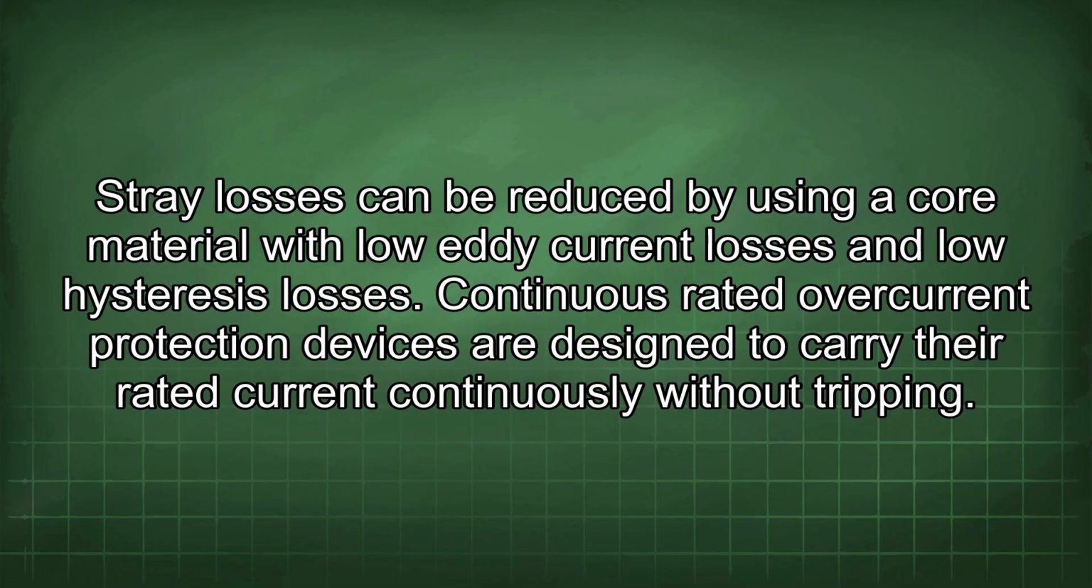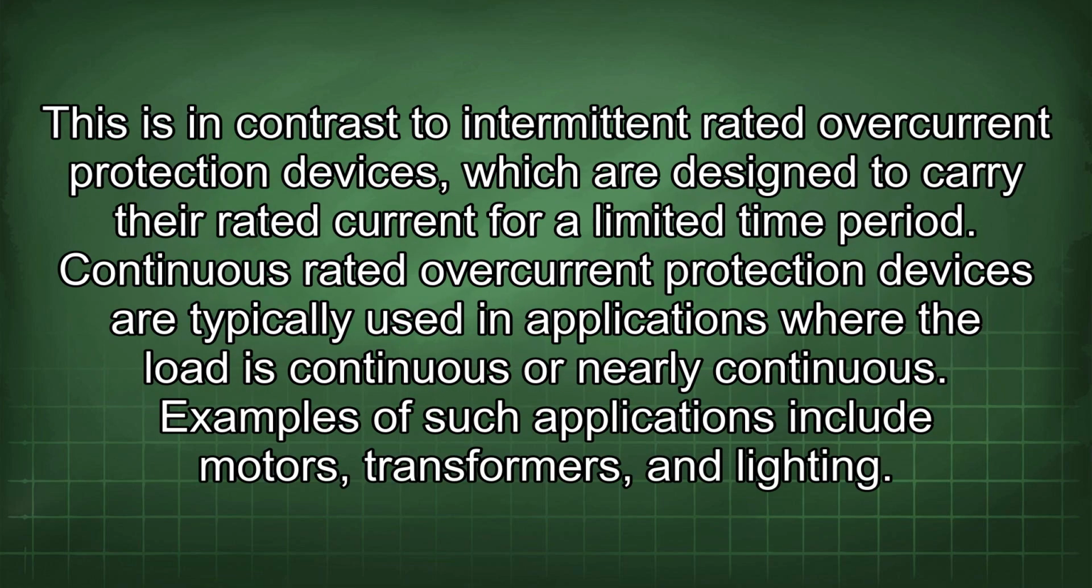Continuous rated overcurrent protection devices are designed to carry their rated current continuously without tripping. This is in contrast to intermittent rated overcurrent protection devices, which are designed to carry the rated current for a limited time period. Continuous rated overcurrent protection devices are typically used in applications where the load is continuous or nearly continuous. Examples of such applications include motors, transformers, and lighting.